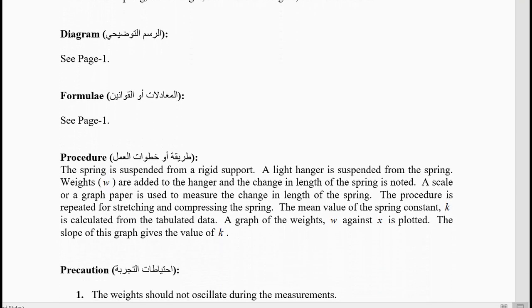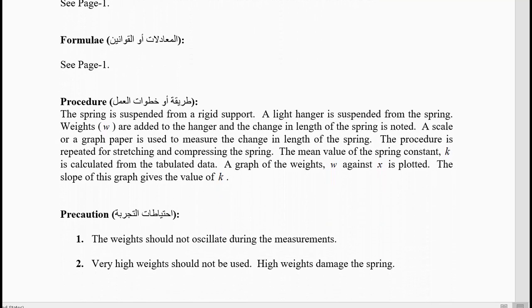Diagram is on page 1, look at it. Formulae are on page 1, look at them carefully. There are 2 formulae. Which is it? F equal to minus kx. We are not going to use the minus. F equal to kx in the experimental data. W equal to kx.